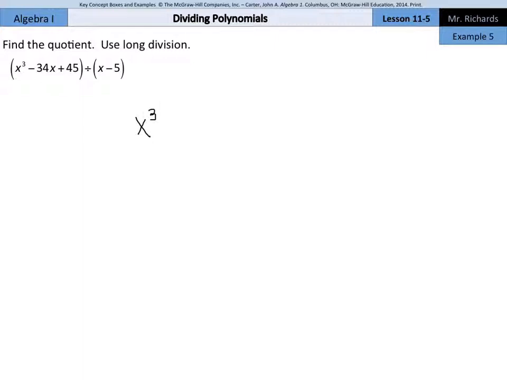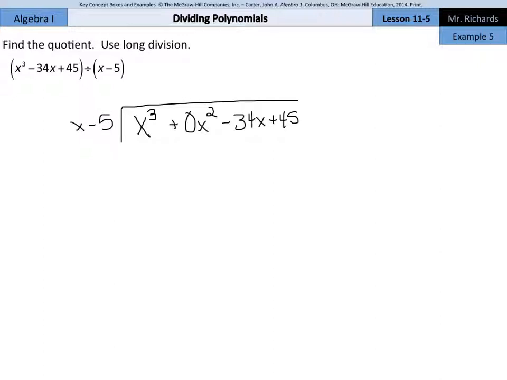And we have nothing in for that x squared spot. It'd be like having a 0 in the hundreds spot in a regular number. So we need to include that 0 here. We need to have the 0x squared. And then minus 34x plus 45. So we have our cubed, squared, first power, 0 power. And then that's going to be divided by x minus 5.